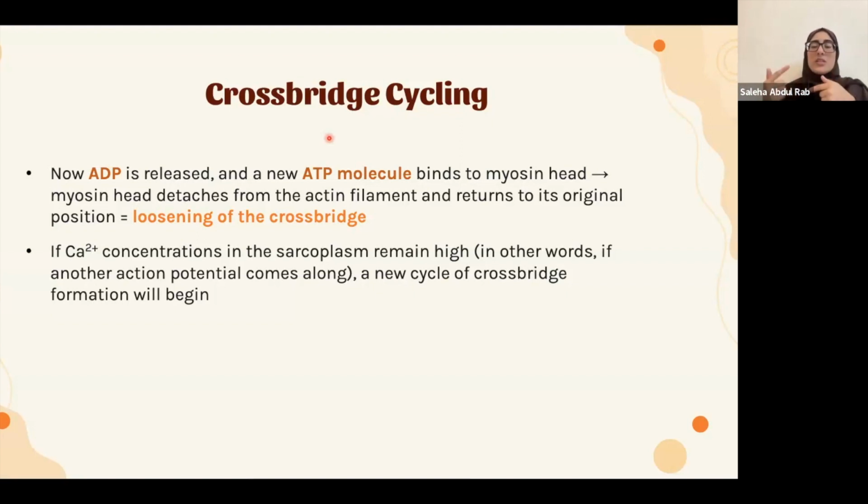The cross-bridge loosens. New calcium is released. This causes the myosin to bind again, 45-degree angle change, then it's loosened when a new ATP comes. The whole cycle keeps repeating itself. As long as calcium channels are present and energy is present, which is there in the form of ATP, there's always going to be a new cycle of cross-bridge formation.